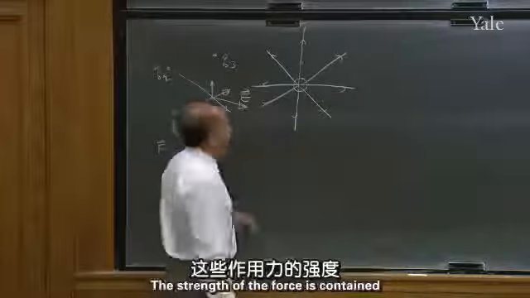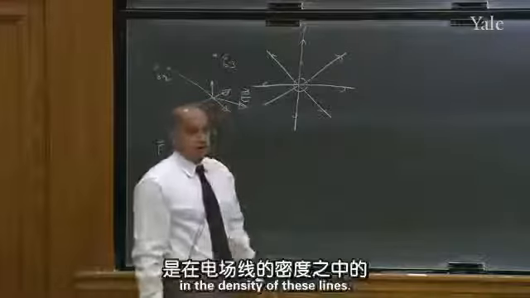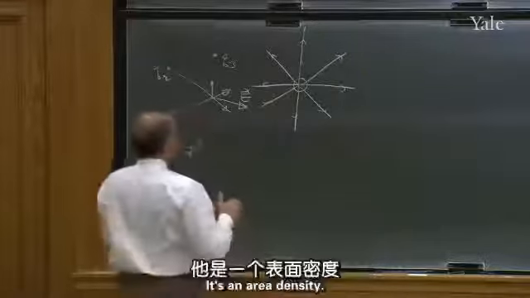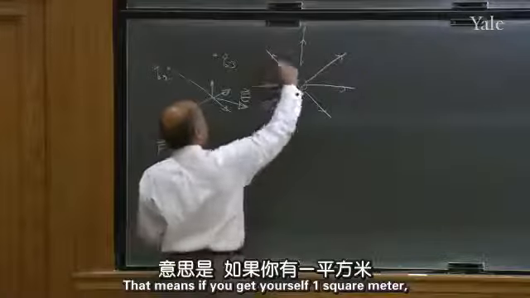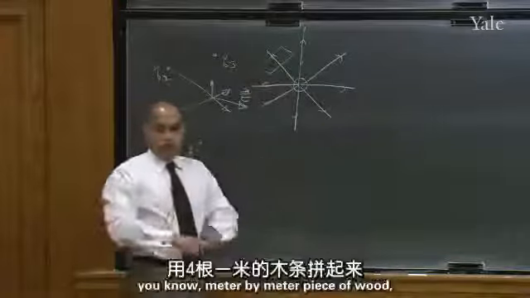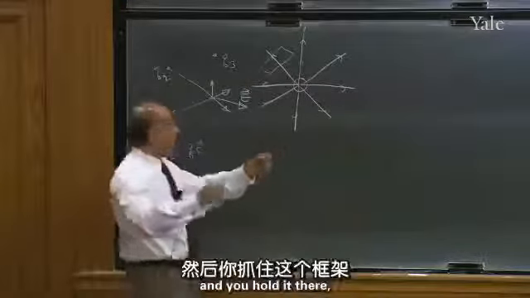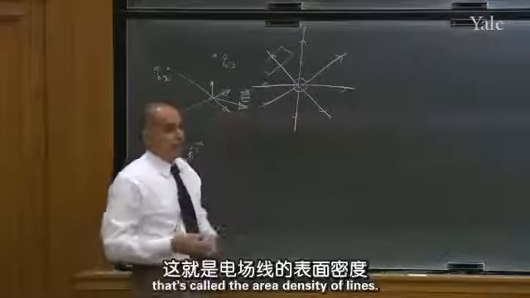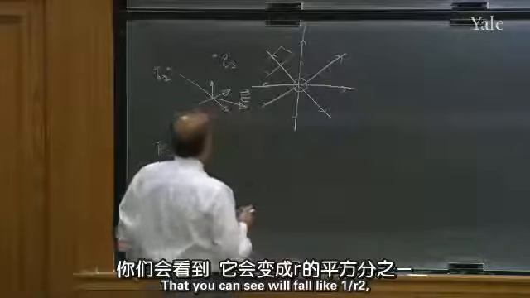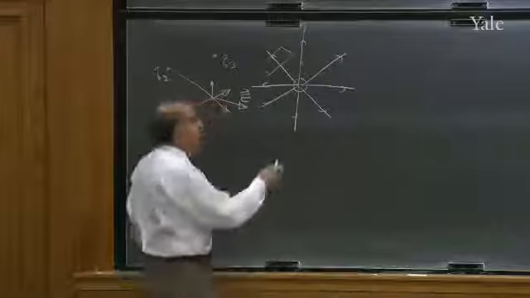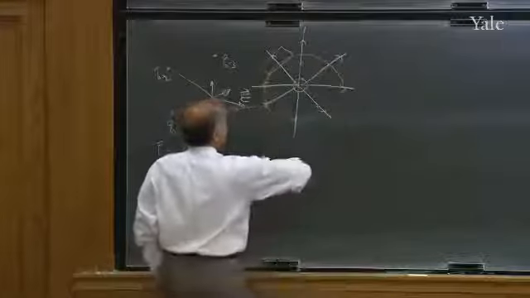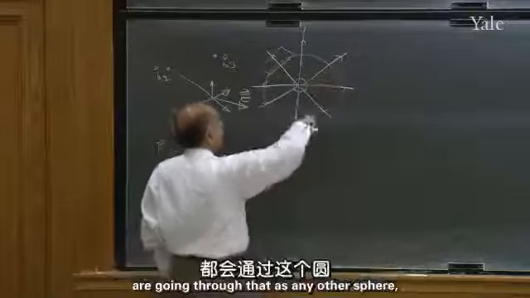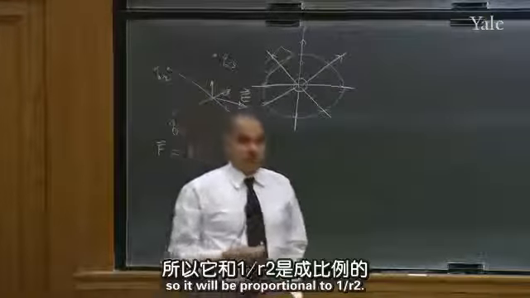The strength of the force is contained in the density of these lines. Now, density has to be defined carefully. It's not like mass per unit volume. It's an area density. That means if you get yourself a meter by meter piece of wood, like a frame, and you hold it there perpendicular to the lines and see how many lines go through, that's called the area density of lines. That, you can see, will fall like 1 over r squared, because if you draw a sphere of radius r, that area is 4 pi r squared, and the same number of lines are going through that as any other sphere. So it'll be proportional to 1 over r squared.